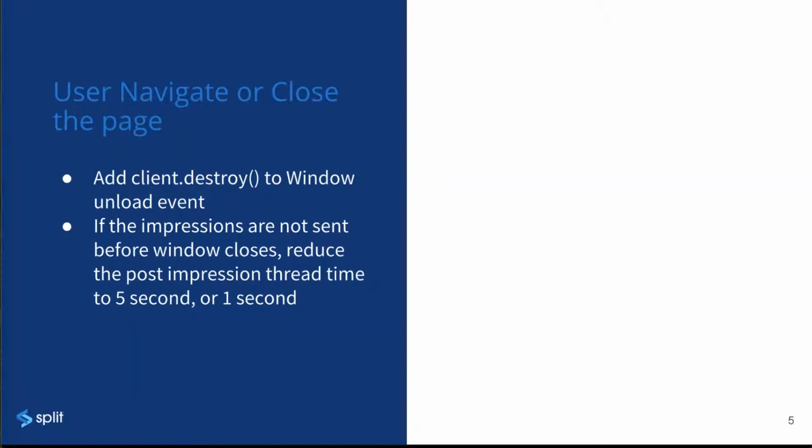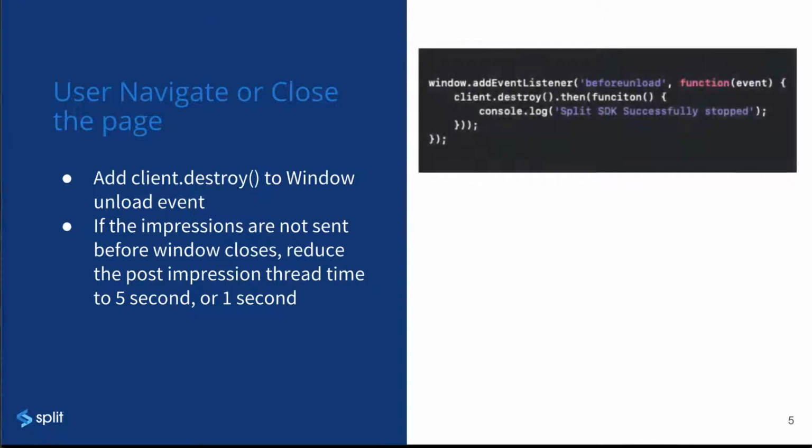Now, here is the tougher part where we need to handle if the user decides to navigate or close the page prematurely, of course, before the post impression thread runs. What we can do here is we can add the client.destroy method to the window unload event. So this way, before the unload kicks in and shuts down the browser and unloads the window, we actually can run the client destroy method.